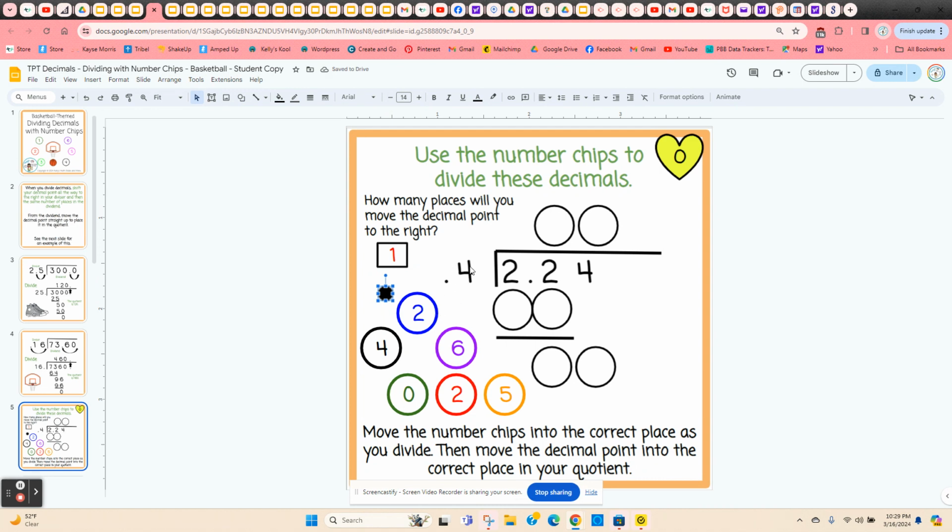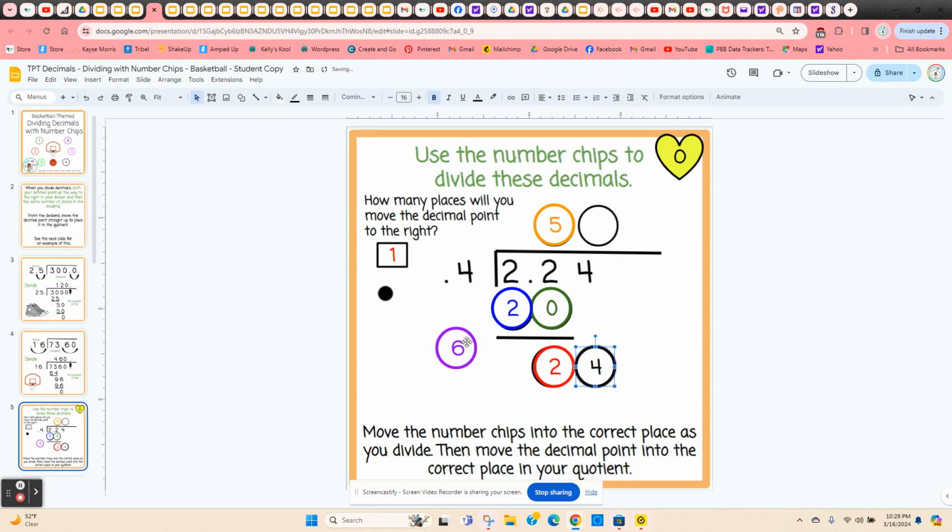So here, we're just going to divide as if the decimal points weren't there. So 4 goes into 22 5 times. So they're going to move the 5. They're going to click and hold on the edge, move it into place here. Now they're going to multiply, and they get 20. They're going to subtract, bring down the 4, and then 4 goes into 24 evenly 6 times.